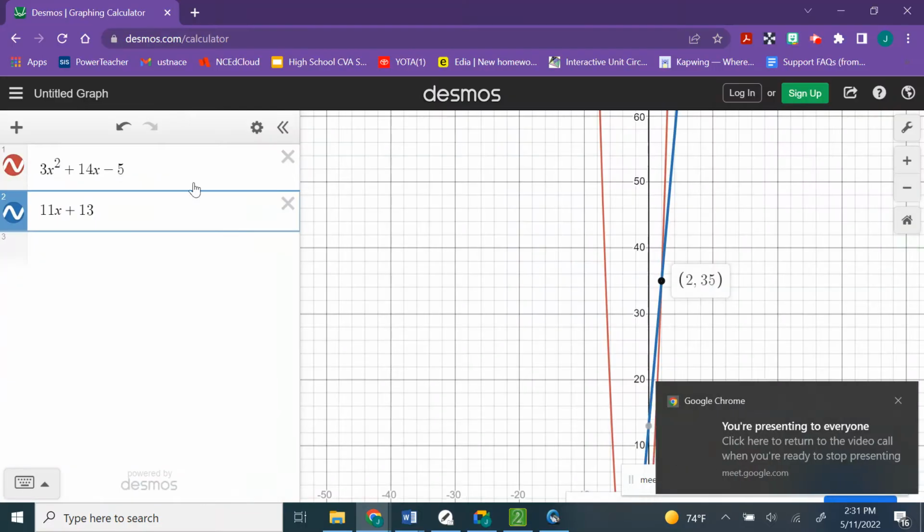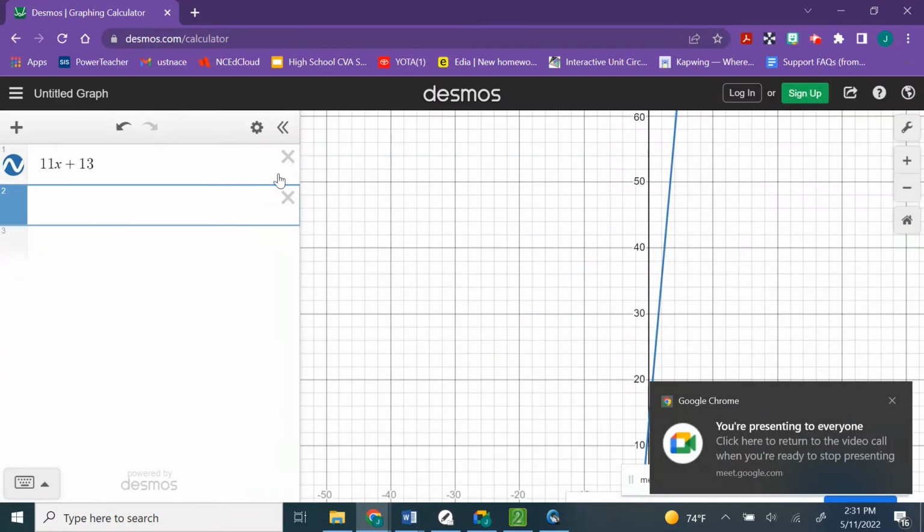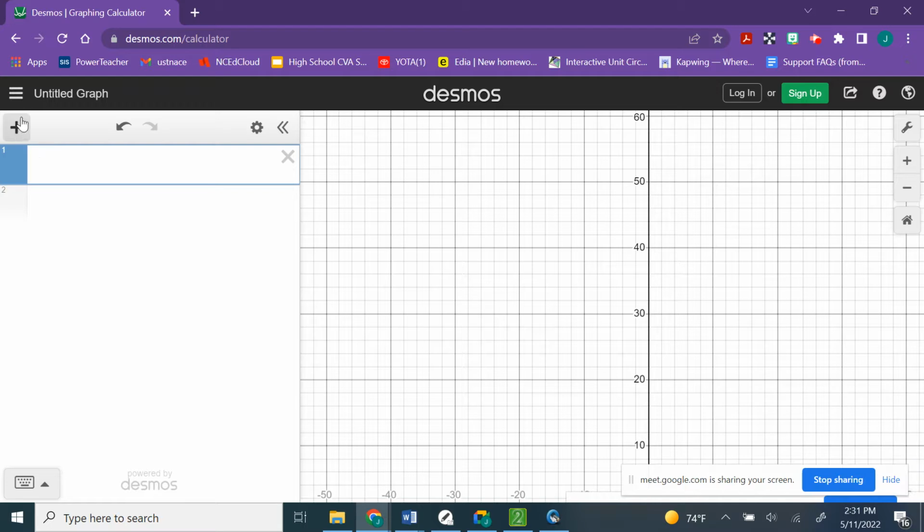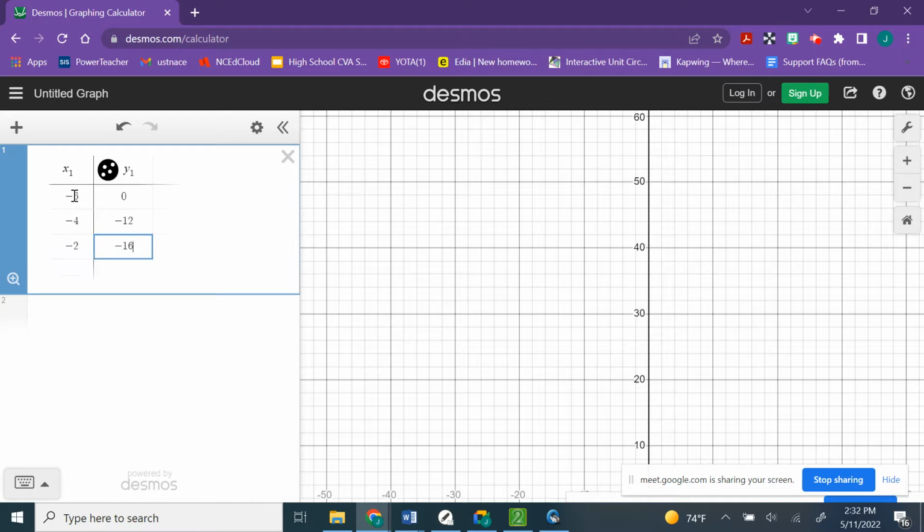So in Desmos, we get rid of these two. Also, just to make sure we know how to put in our tables, I'm going to add an item, add a table, and I am going to put in the negative 6, 0, negative 4, negative 12, negative 2 was a negative 16 as my output, and then 0, negative 12.